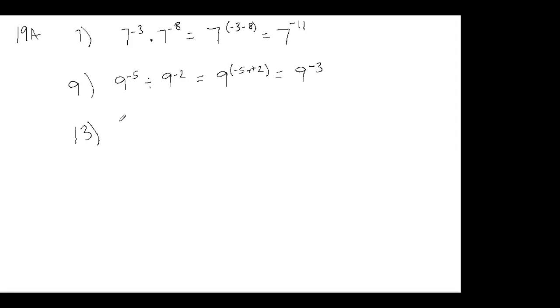Another example, in 13, 8 to the 5th to the 4th. Remember, when an exponent is to another exponent, we kind of step down one level, and now we're going to multiply the exponents. So 5 times 4. Remember, it's like saying 8 to the 5th times 8 to the 5th times 8 to the 5th times 8 to the 5th. And we would add these. If we, quote, fast add, we're multiplying. So 5 plus 5 plus 5 plus 5 is the same thing as 5 times 4. So 8 to the 20th.